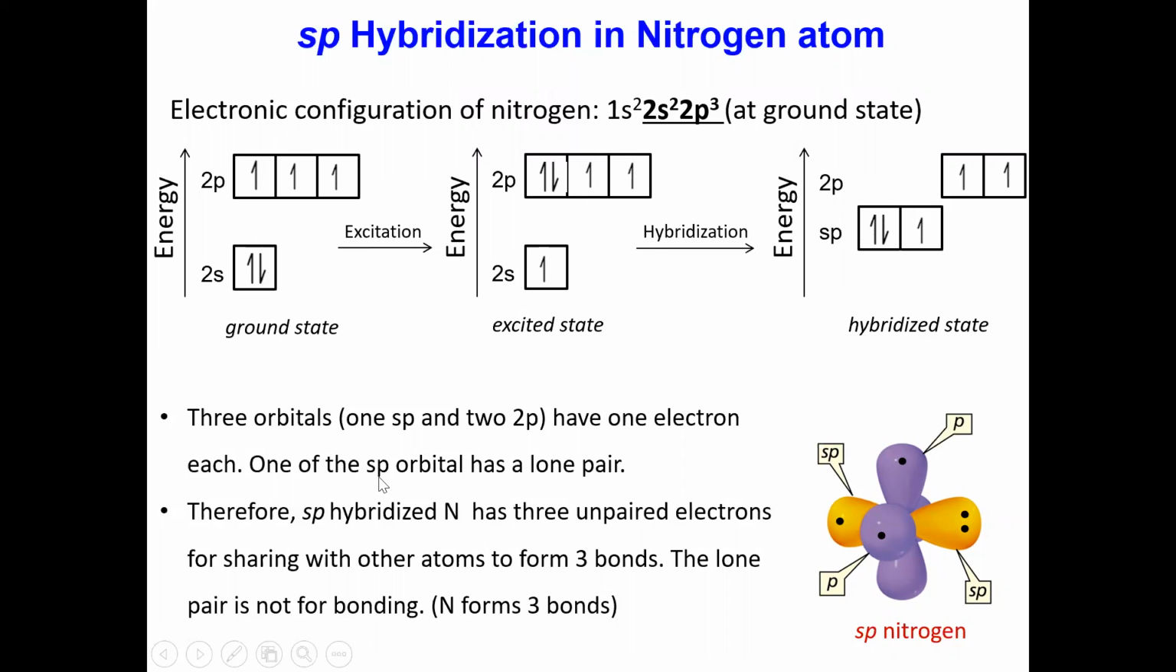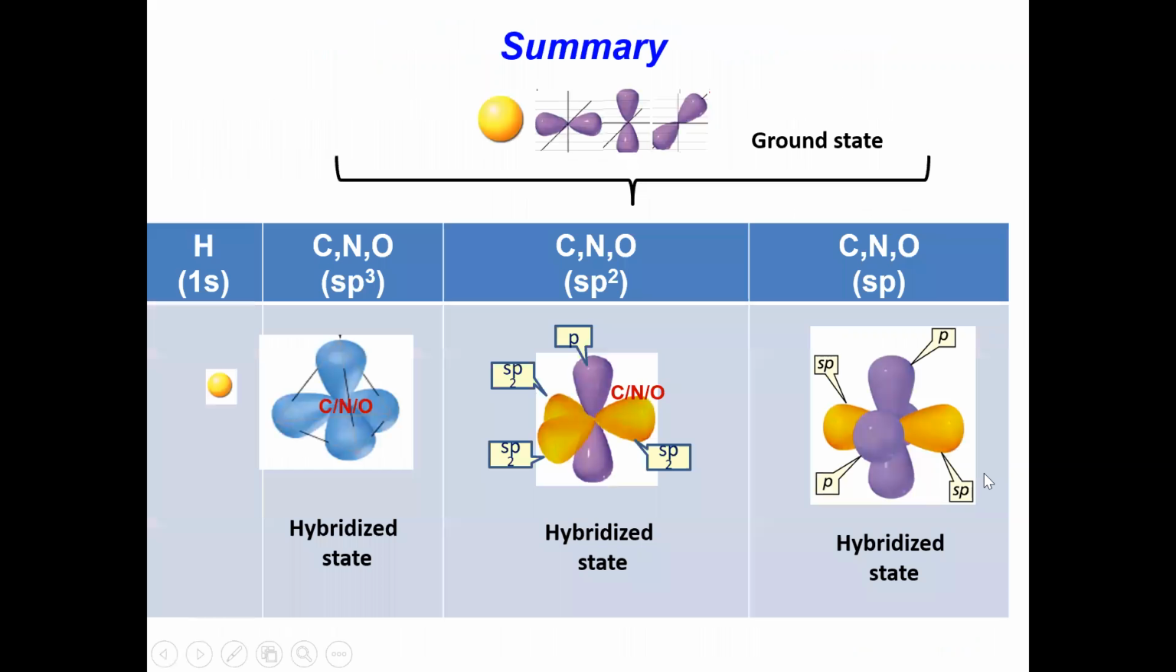And the three orbitals, one sp and two 2p orbitals, will have one electron each, and one of the sp orbitals will have the lone pair. Therefore, the sp hybridized nitrogen will have 3 unpaired electrons for sharing with other atoms to form 3 bonds. The lone pair is not for bonding, so usually nitrogen forms 3 bonds. So you see there are 2 sp orbitals. One lone pair is in the sp orbital, and the other sp orbital holds an unpaired electron. Then you have the p orbitals, in which you have 1 electron each.